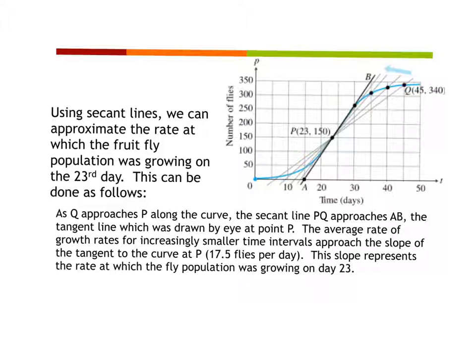The average rate of growth rates for increasingly smaller time intervals approach the slope of the tangent to the curve at P, 17.5 flies per day. This slope represents the rate at which the fly population was growing on day 23. That sounds really complicated, but it's not that complicated.